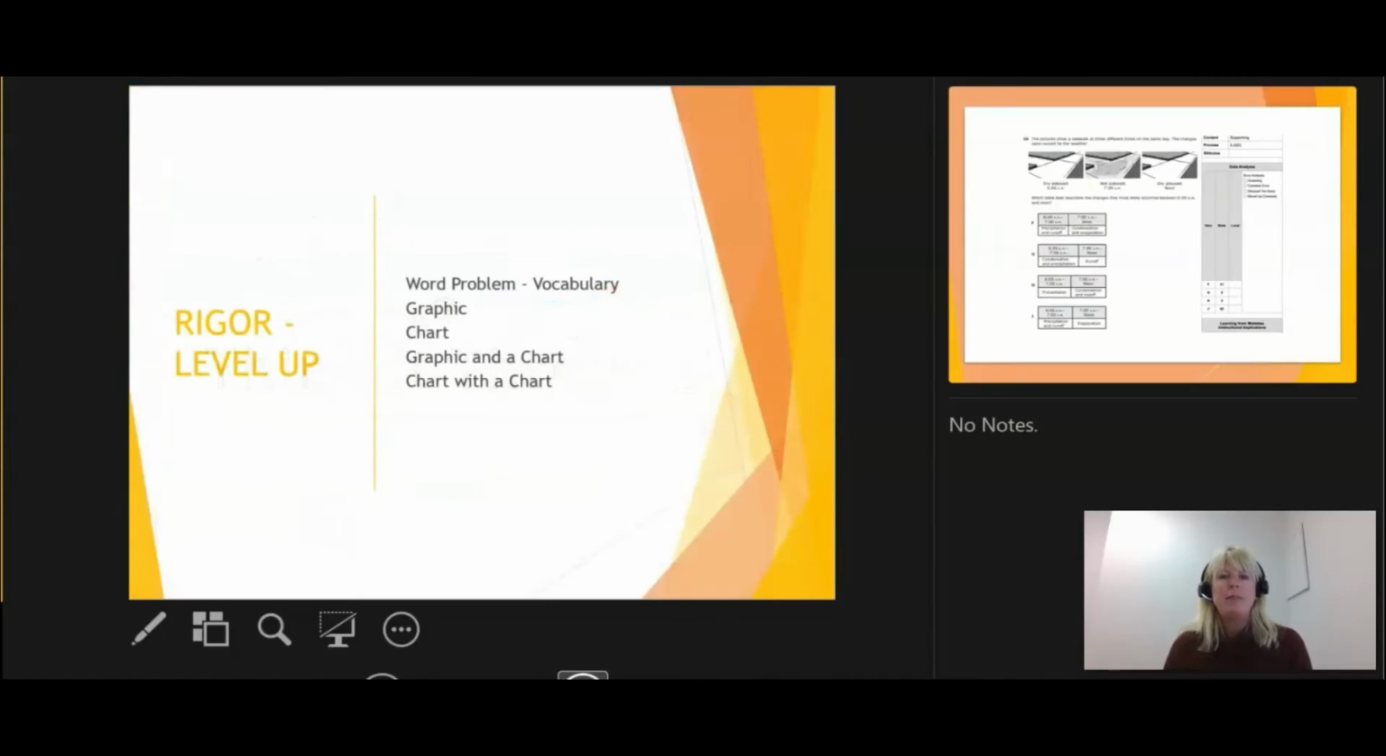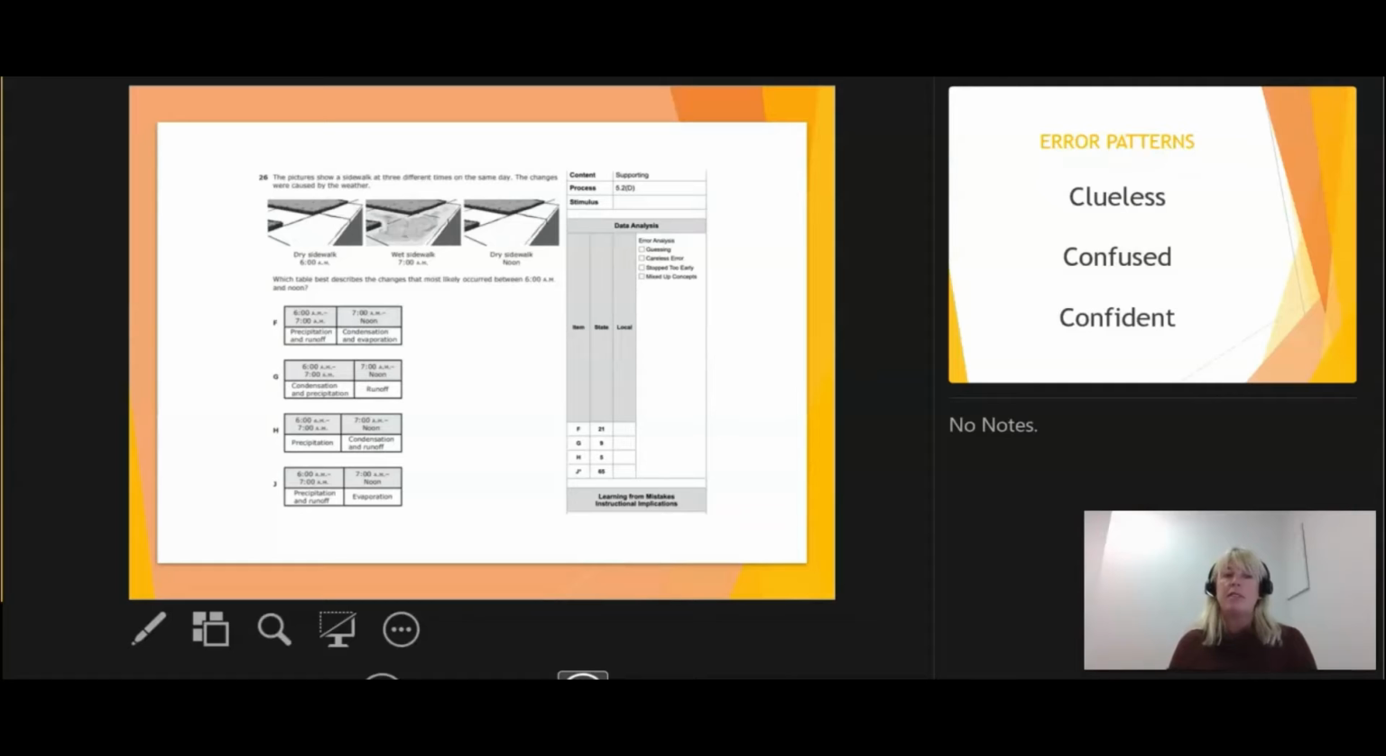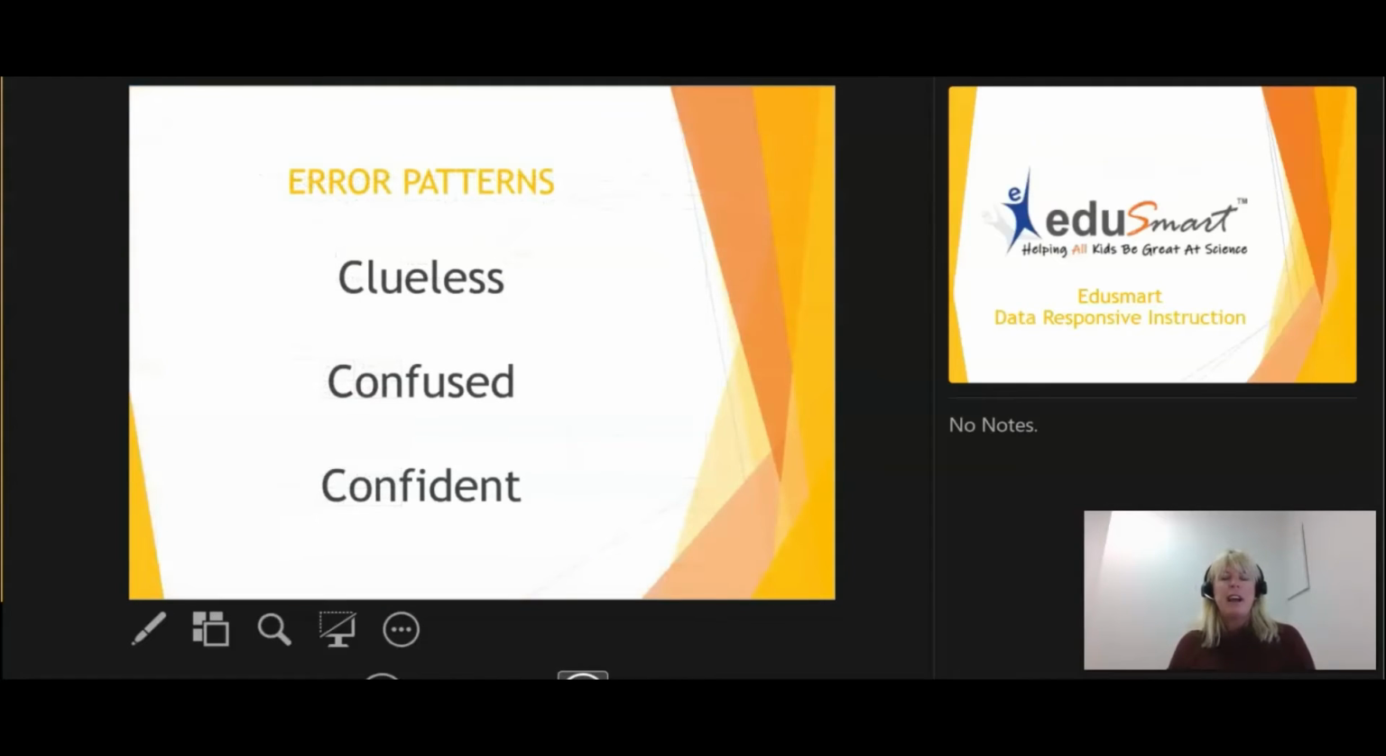And I would make sure that I'm thinking it through. Anytime I put a question in front of kids, that I identify what kind of problem it is. Well, this is a word problem, but it's got a graphic and a chart. And I model to students how to interact with these questions. So always taking into account error patterns.